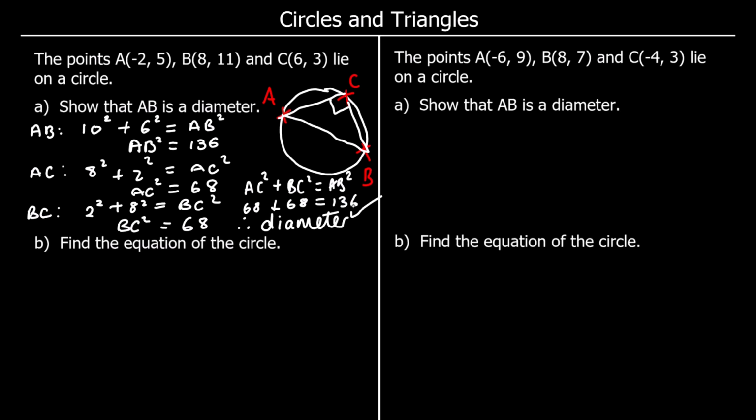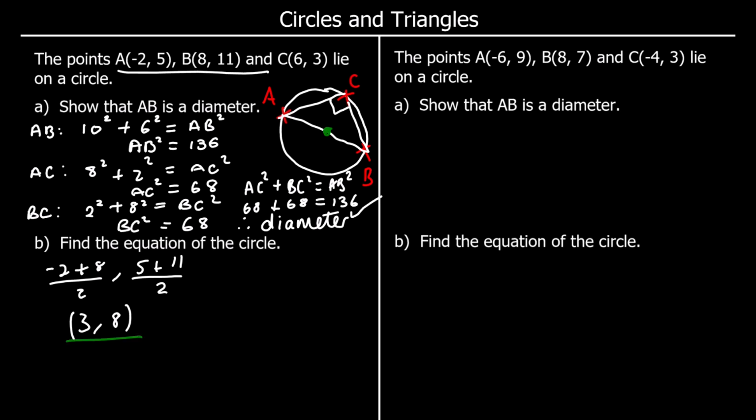Find the equation of the circle for part B. If AB is a diameter, that means the midpoint of AB is the center of the circle. So to find the midpoint, add up the x's and half them, and add up the y's and half them. So that is 3, 8. So the midpoint of AB, the center of the circle, is at 3, 8.